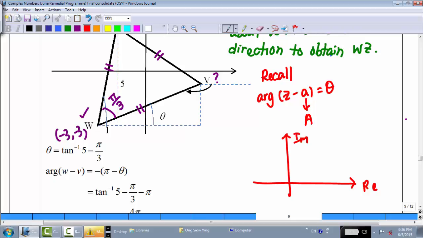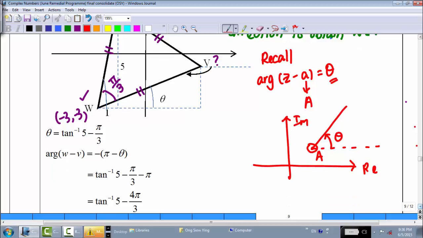Now, let's say the point representing A is point A. Then Z minus A is represented by a line segment, where Z is just any point on the half line. If this theta is fixed, it must be a line, because the angle which the line segment makes with the positive real axis is constant. So you notice that this locus is actually a half line. The reference point for the argument of Z minus A is point A.